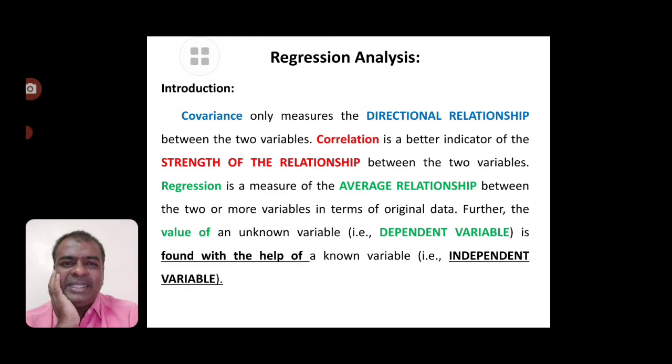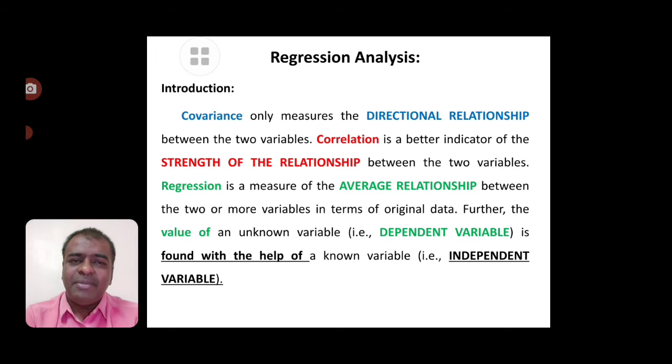For example, if oil prices decrease and air ticket prices also decrease, they are moving in the same direction. And if oil prices increase and air ticket prices also increase, again they are moving in the upward direction, that is the same direction. But when they move in the opposite direction, then we state that they are moving in the opposite direction. So this direction in which they are moving, either in the same direction or in the opposite direction, can be identified with the help of covariance. So this covariance clearly measures only the directional relationship, whether they are moving in the same direction or they are moving in the opposite direction.